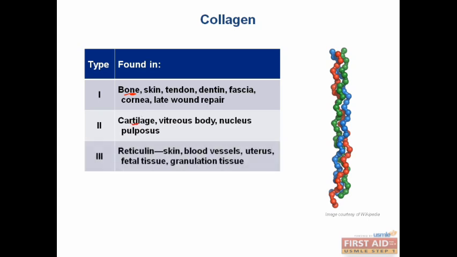Alright, type 3 collagen is also known as reticulin, and is found in the skin, blood vessels, the uterus, fetal tissue, and granulation tissue. And lastly, type 4 collagen is found in the basement membranes, or the basal lamina, which you can remember using the mnemonic, type 4 is under the floor. Can you think of some places in the body where basement membranes are found? Important ones are the glomeruli of the kidney and the capsule of the lens. We'll talk more about that in a minute when we go through some associated diseases in more detail.